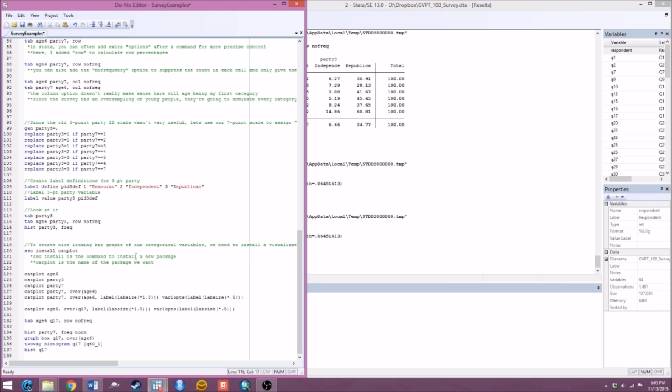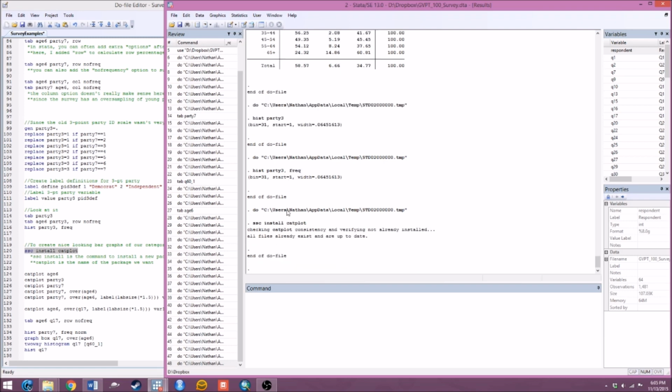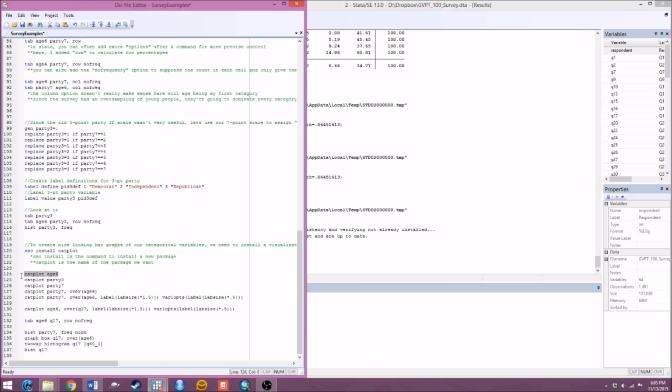But so I've shown you some tables. I've shown some histograms, but we can also do a little more in-depth bar plots, and that's what this is. But in order to do it, we have to install another package, and so pretty much just copy this code, ssc install catplot, and Stata should recognize it and install it. And what this does is lets us graph categorical variables, and it just looks nicer, I think.